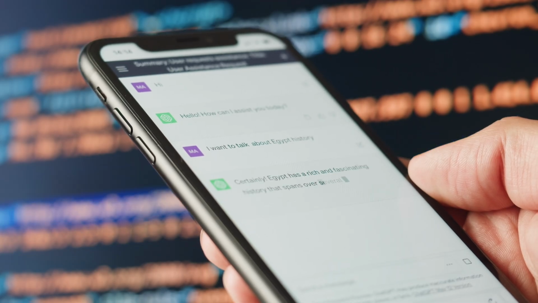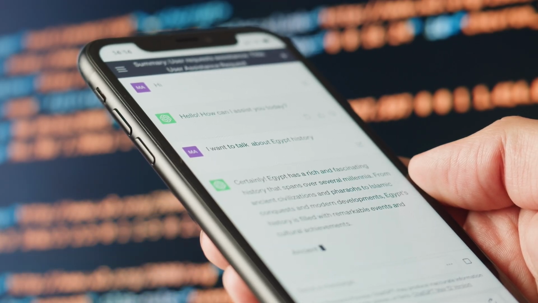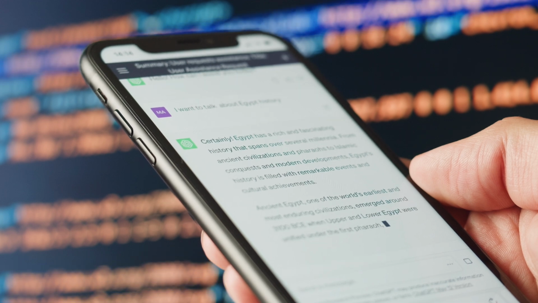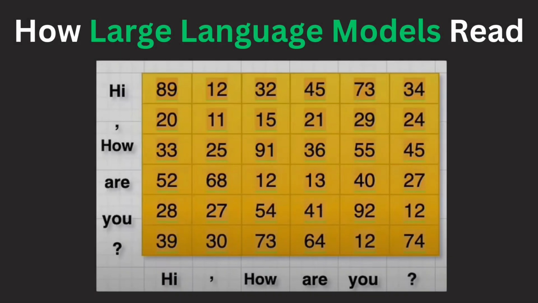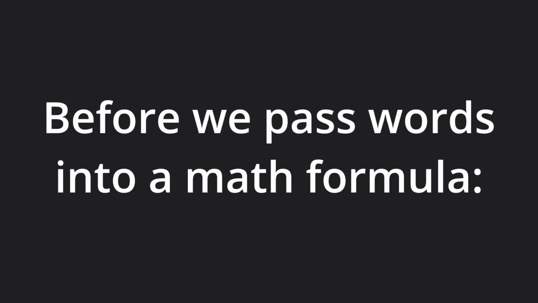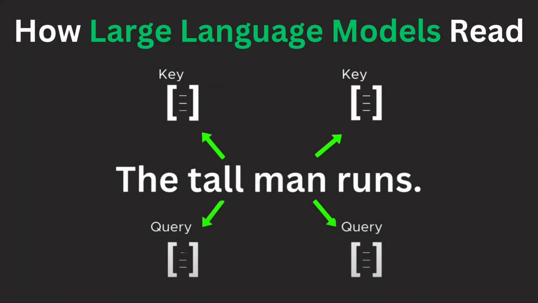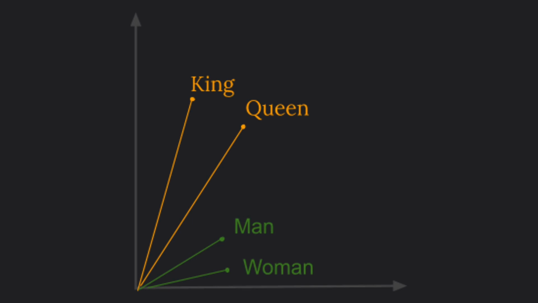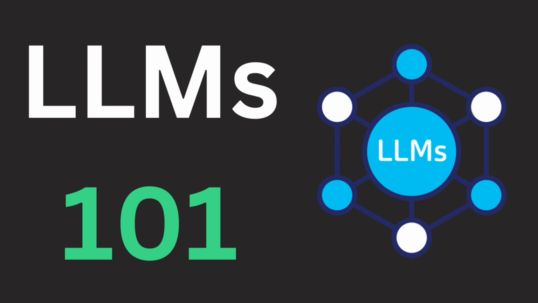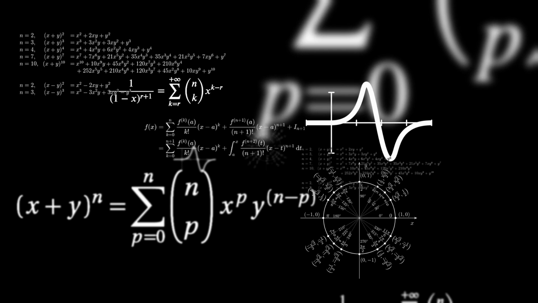LLMs, for example, are also just large math formulas. They are formulas that predict the exact sequence of words that best answers your prompt. The formula is a lot more complex since we're dealing with words, and before we pass words into a math formula, we have to represent each word as a number. And then when numbers are outputted by the LLM, we have to convert them back into words so that we can actually read the response. But at the end of the day, a large language model is also still a math formula.